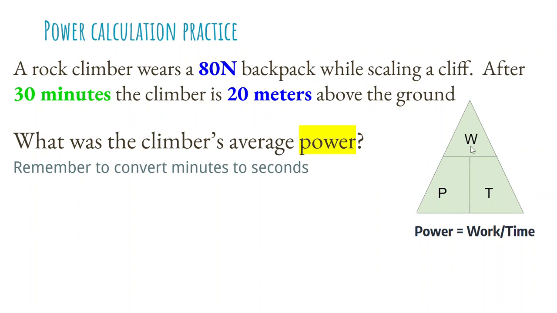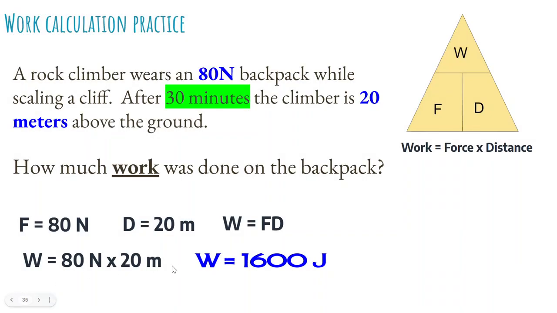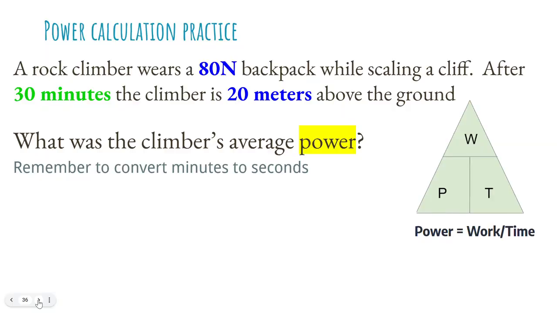So I'm going to need work, and I'm going to need time. When I look at the problem, it doesn't specifically give me the amount of work that's done. But remember, we just calculated that on the last slide. I'm backing up. We just calculated work is 1,600 joules, right? We can find that information. Sometimes it just takes a couple of steps.